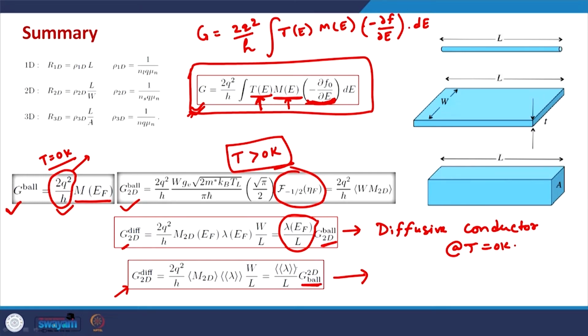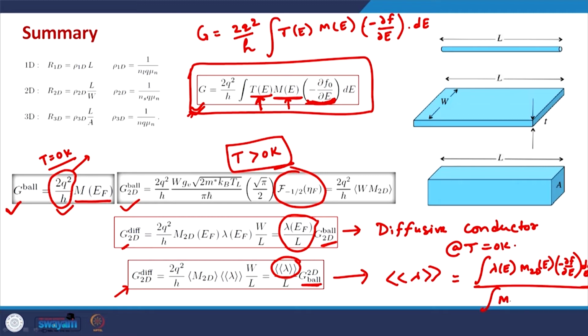In addition to the ballistic conductance, this has this new term, and this new term is a special kind of average of the mean free path, and this is essentially given by the integral of lambda(E) times M(E) times minus del F by del E dE, divided by the integral of M(E) times minus del F by del E dE.